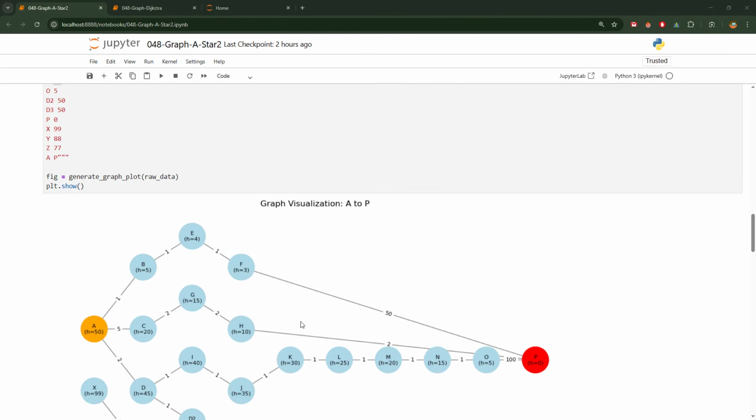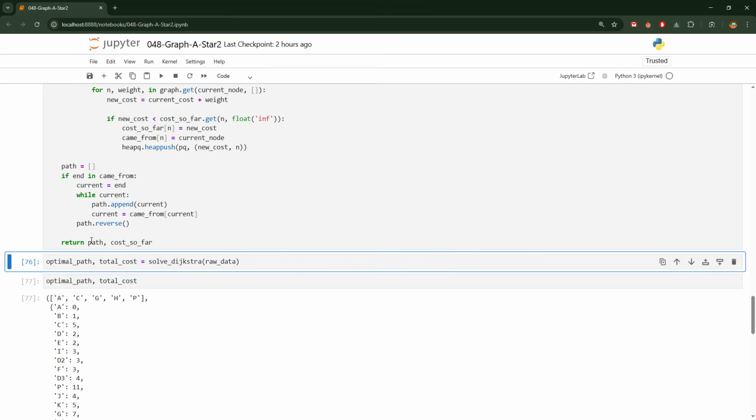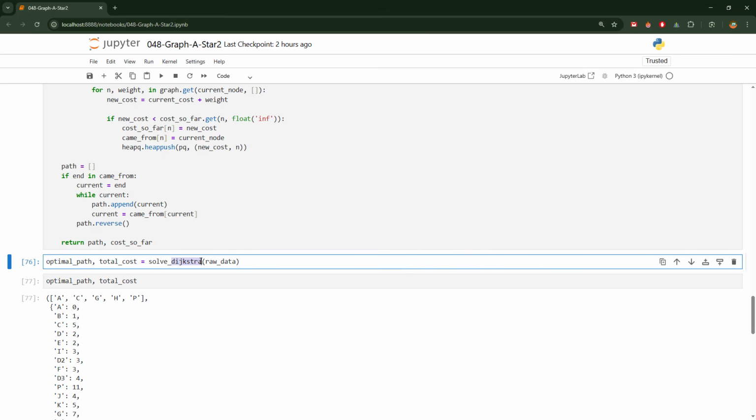So starting with the A star, I have promised that we're going to build upon Dijkstra, and I mean it. First we rename our function from solve Dijkstra to solve A star, and also this one.